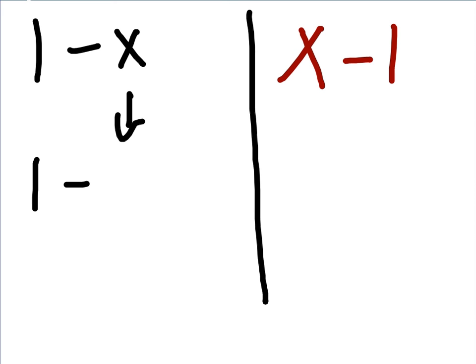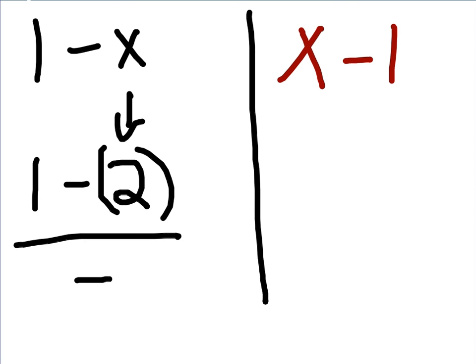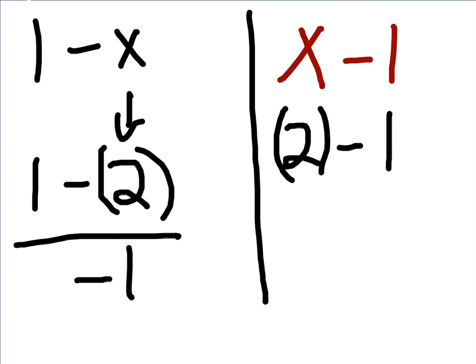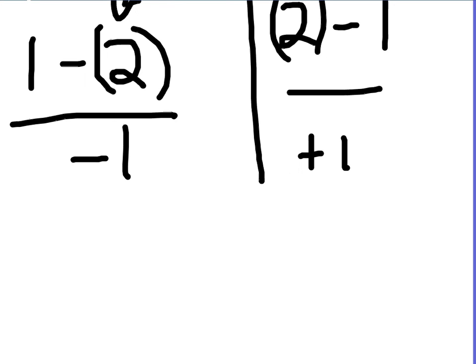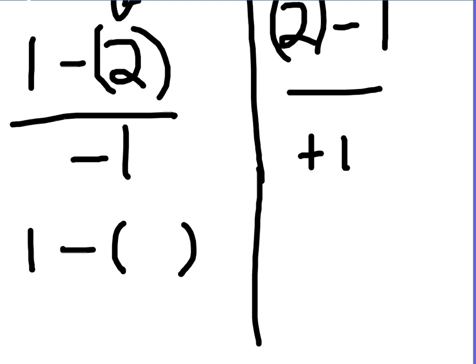2. Okay. If I plug in 2 for x on the left, I get negative 1, right? If I plug in 2 for x on the right, 2 minus 1, I get positive 1. So on the left I got a negative, on the right I got a positive. Let's pick a different number for x. What else would you like to plug in?